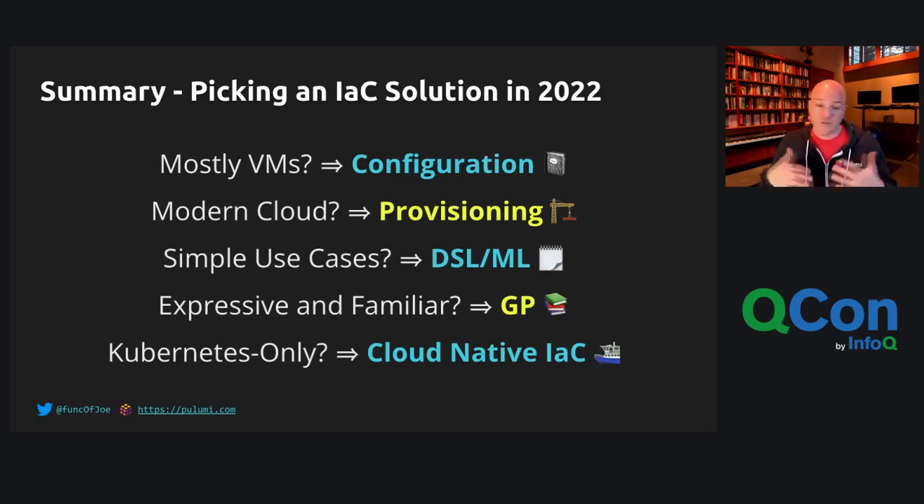For simple use cases, it's fine to start with the DSL or markup language. We saw that with Pulumi, you can pick either of those and still stay within the Pulumi ecosystem. But if you want something expressive, familiar, that can really work in a very complex setting and that is familiar to developers, general purpose languages tend to be the way to go. And then, of course, Kubernetes only, you've got to pick something that works in the cloud native ecosystem. We saw some examples. I didn't talk through some of those, but Pulumi works great there. Crossplane is another example. Or just the Kubernetes native tools themselves are very infrastructure as code-like.